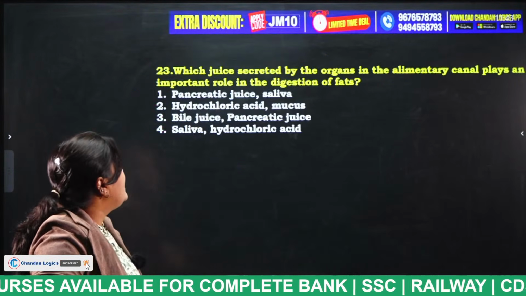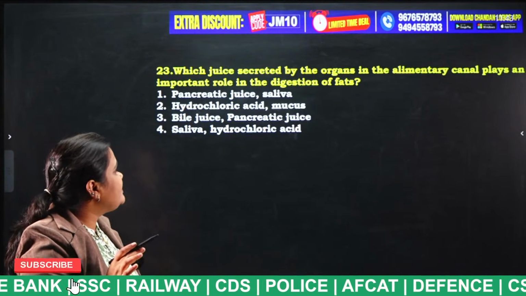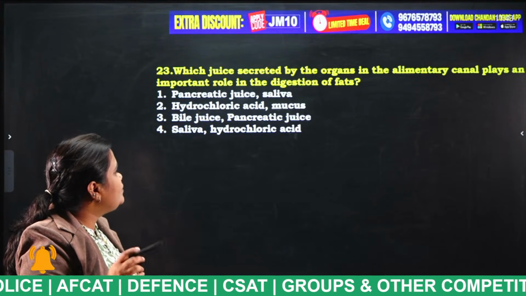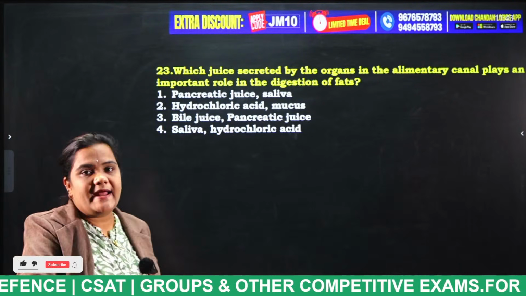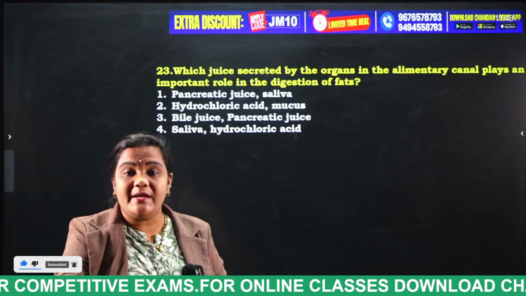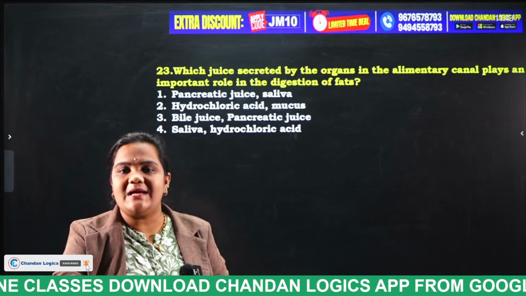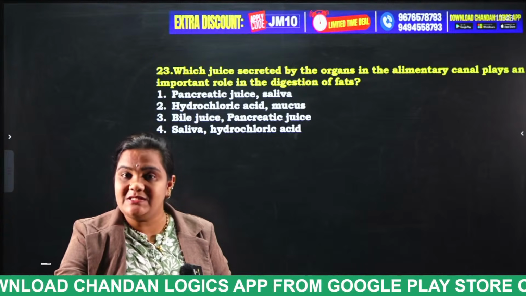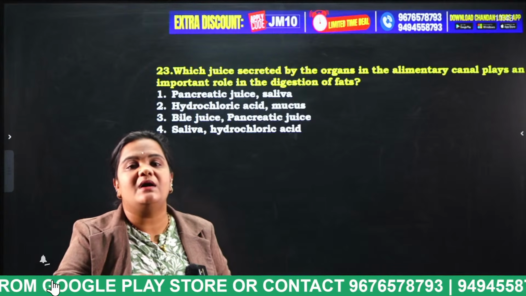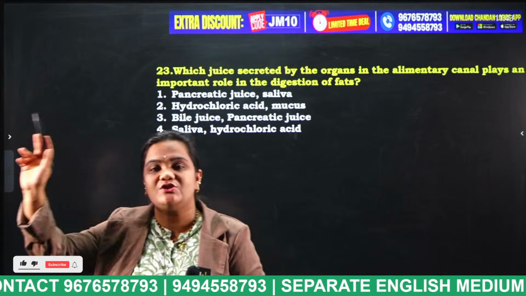Next, which juice secreted by the organs in the alimentary canal plays an important role in the digestion of fats? Pancreatic juice, saliva, hydrochloric acid, mucus, bile juice. So, which are the juices secreted by the organs in our body that help in the digestion of fats? Hydrochloric acid, we all know, is present in the stomach. It creates pepsinogen, which in turn releases pepsin, and that pepsin digests proteins. So that is not the correct answer.